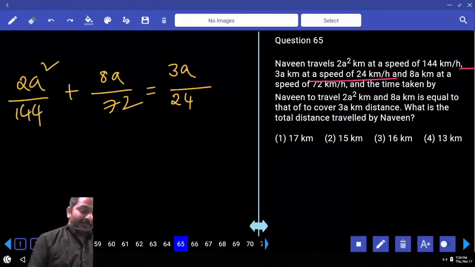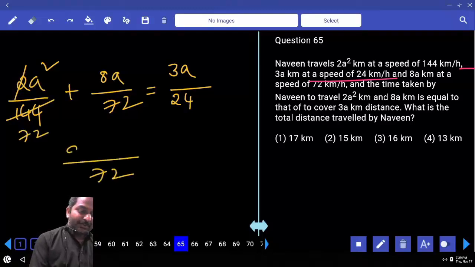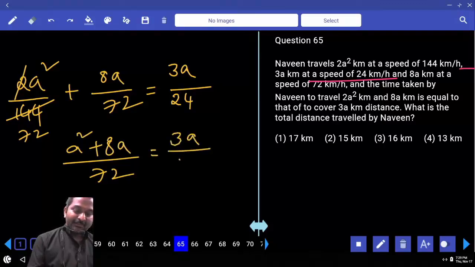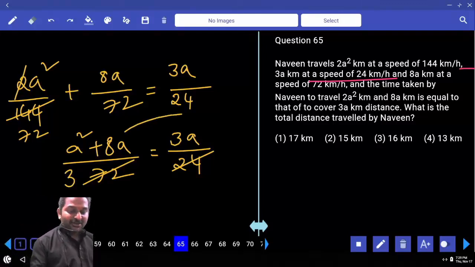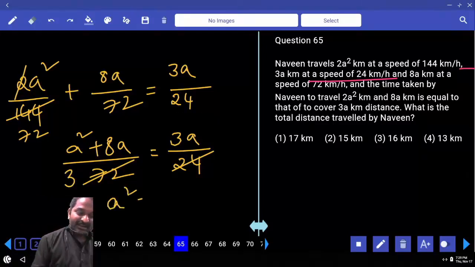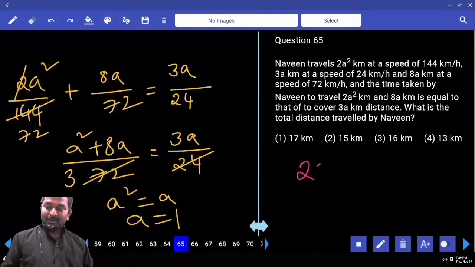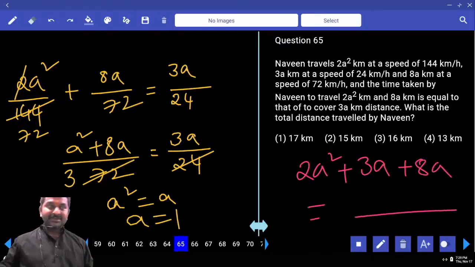Now you can take 144 common on the left hand side. Otherwise, 2 how many times? 72. Right. Left hand side, 72 times (a square plus 8a) is equal to 3a by 24. 24 how many times? 3 times. 3 goes to the other side and becomes 9a. On the left hand side, 8a goes to the other side. A square is equal to? A is equal to? Then substitute the a value in 2a square plus 3a plus 8a. Then you will get your answer.